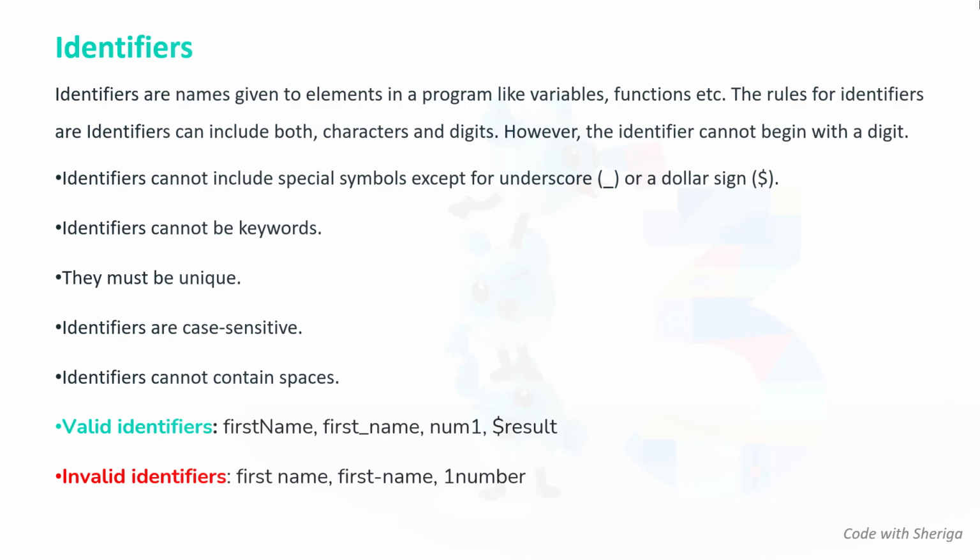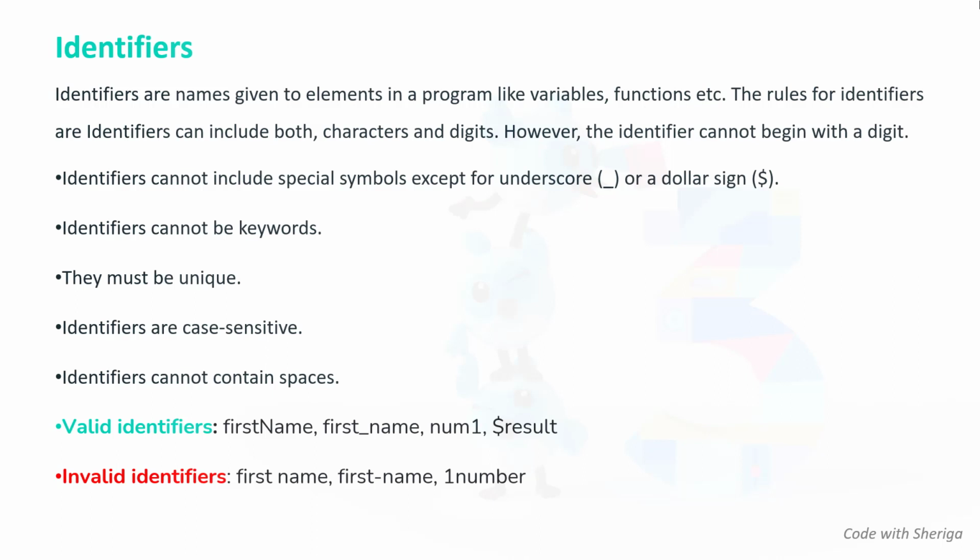Identifiers cannot also contain spaces. So if you name an identifier and you decide to leave a space in between the words, it will result in an error. To fix this, you could either use camel case or an underscore, and that is fine.